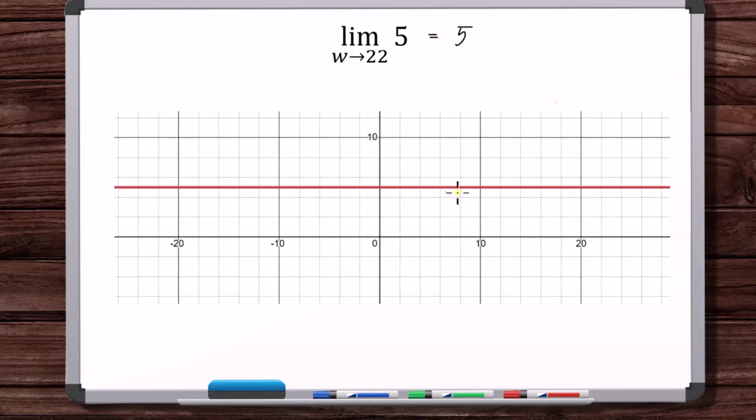So here's y is equal to 5. If we come down to 22, it's the same graph everywhere, but here's f of 22. So the function is always just approaching 5.